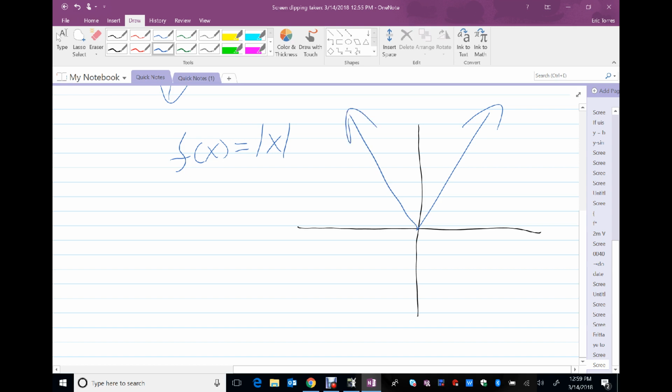This graph has a vertex, and that vertex is 0, 0. But the derivative is not defined at x equals 0. And again, this goes back to piecewise functions, because to write this function in a way that I can take the derivative, I would have to say on the left-hand side, it's defined as negative x, where x is less than or equal to 0, and it equals x where x is greater than 0.